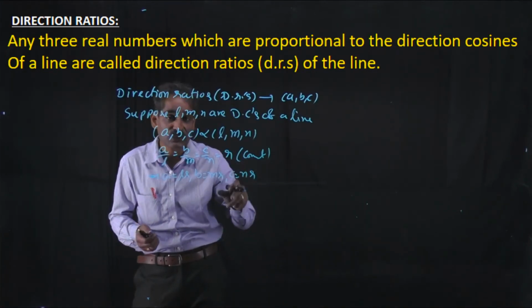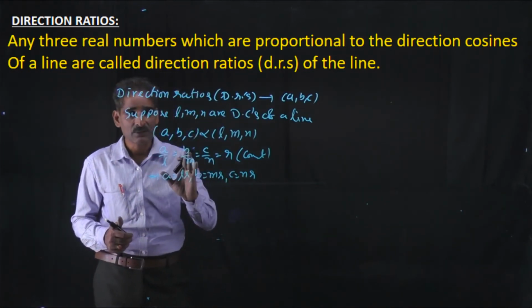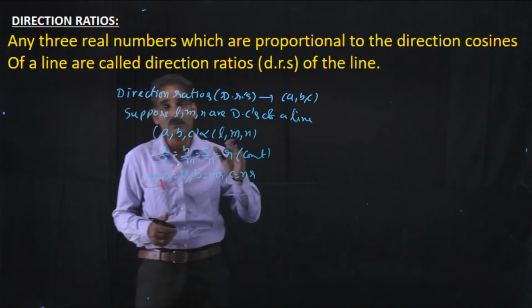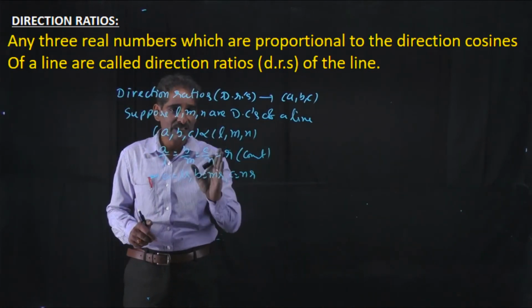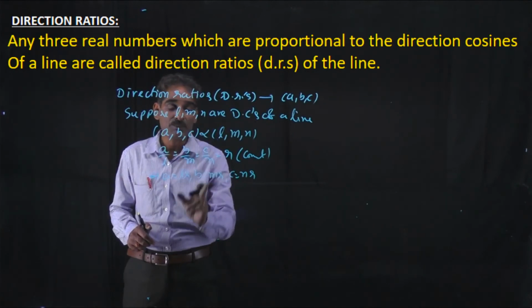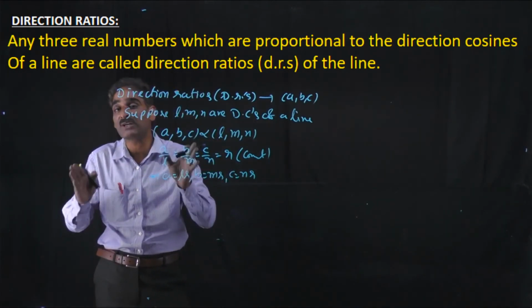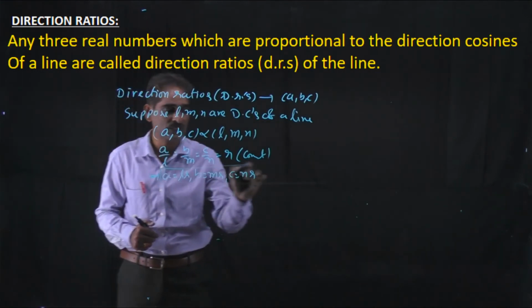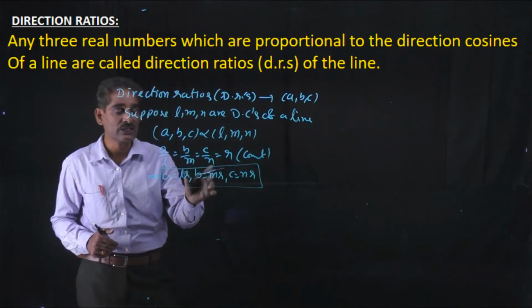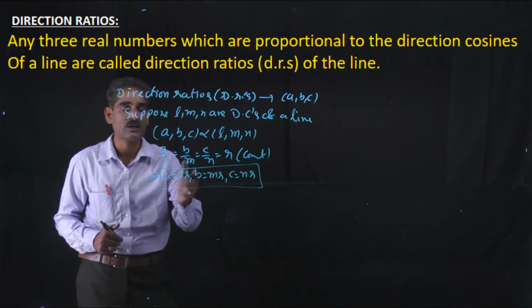In the case of DCs, there exists only one set of DCs for the line OP, and there exists minus l, minus m, minus n for the line PO. That is a different case. For a line there exists only one set of DCs, but from the DRs point of view, there exist an infinite number of sets of DRs for a line. This is a very important result. a, b, c are three real numbers which are proportional to the DCs, understand, where r is a constant.